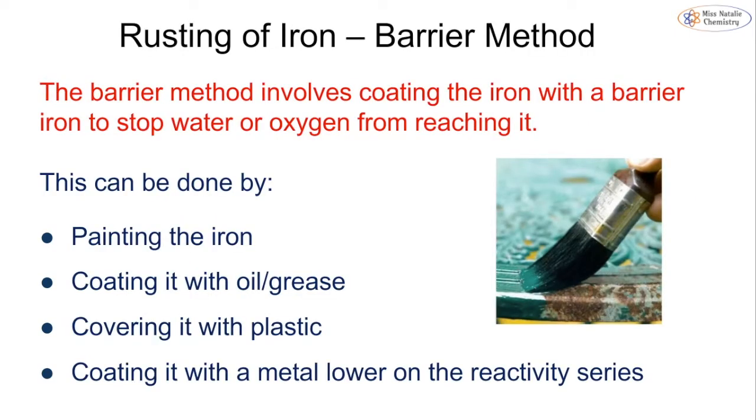So first of all, the barrier method involves coating the iron with some sort of barrier, and that stops the water or oxygen from reaching it. And the barriers could be as simple as painting, coating it with oil or grease, covering it with plastic, or even covering it with a metal lower on the reactivity series, but we'll come back to this one in a little bit. The most common ways are painting, covering it with oil and grease.